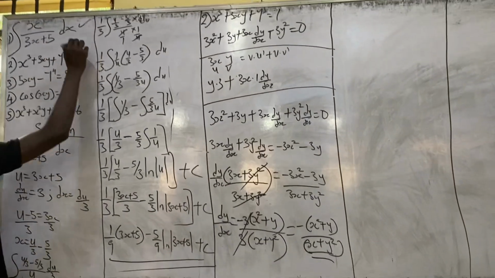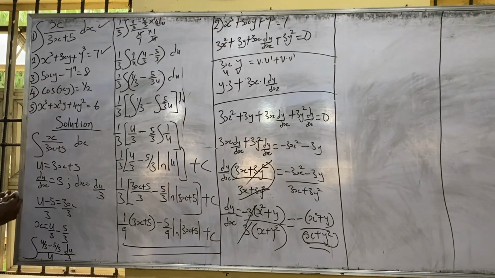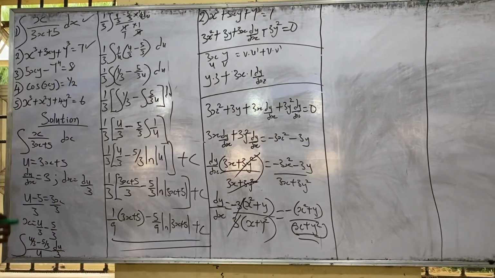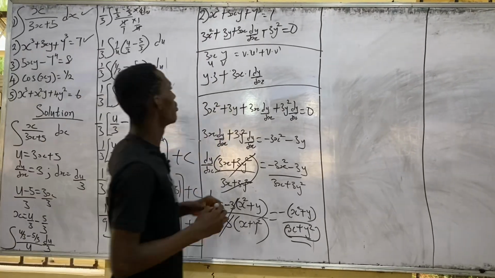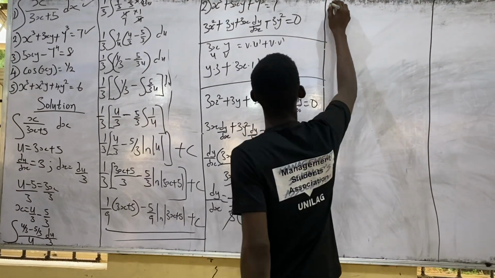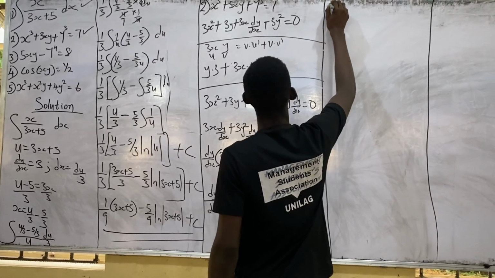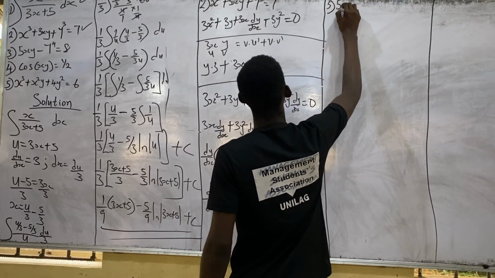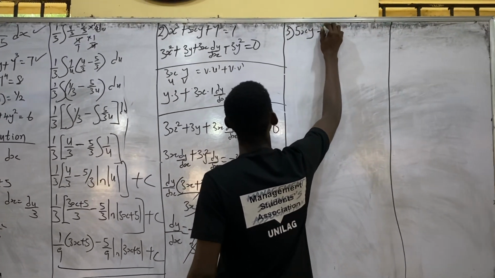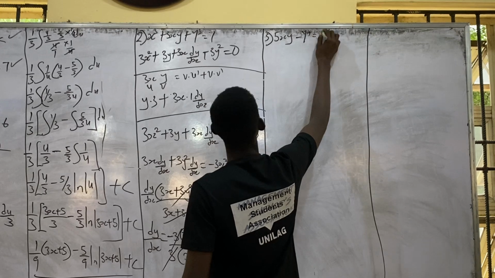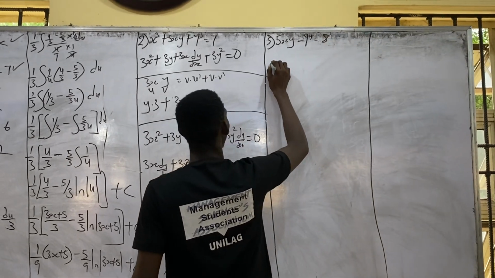So we are done with this. Don't worry, I'll be fast. I'll try as fast as possible to solve this on time. So now we already know what to do here, following the steps that we followed here. Let me first rewrite the question. Number 3. 5xy minus y to the power of 4 is equal to 8. So we have to find the derivative.